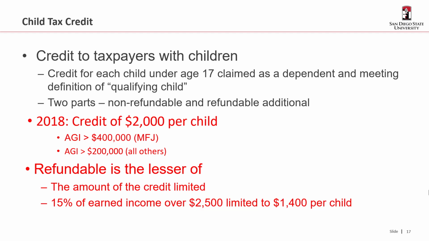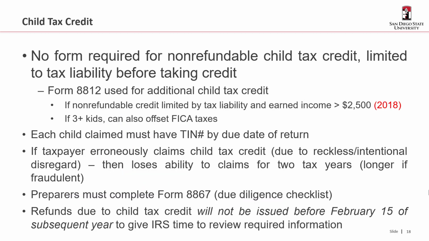The refundable amount of the child tax credit is the lesser of the amount of the credit that was limited by the amount of tax liability you had, or 15% of earned income over $2,500, but limited to $1,400 per child. All that is limited to $1,400 per child. Okay, so there's no form required for taking the non-refundable child tax credit. You just fill out line, I think it's 12B.